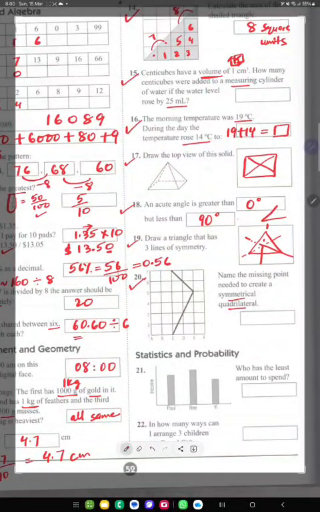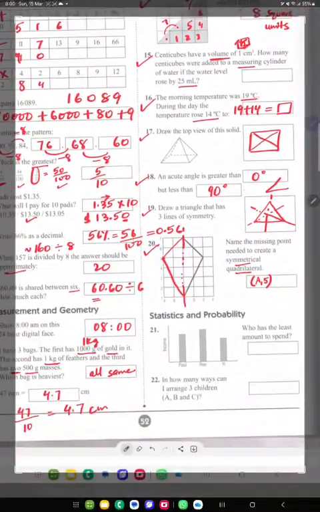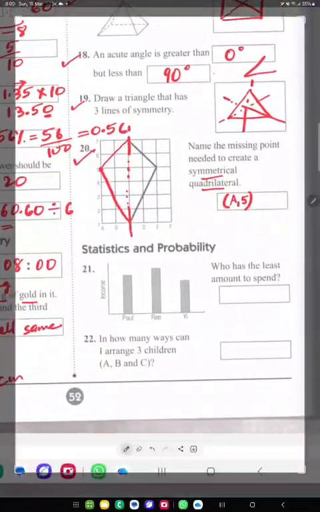If you want a symmetrical quadrilateral, if I just put a point here and I join it like this, so it will be a symmetrical shape. Okay, so the answer is A5. Get it? All right. Question 21.